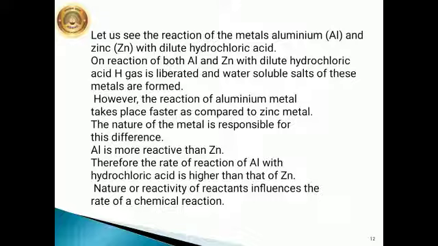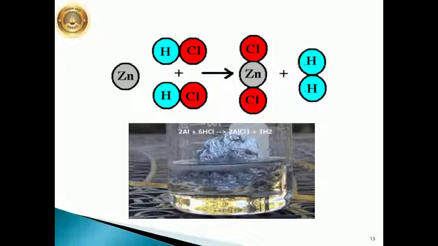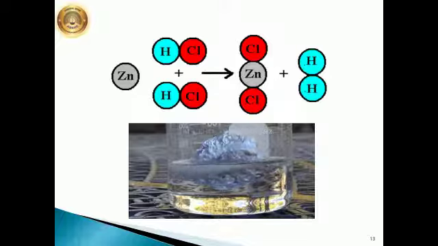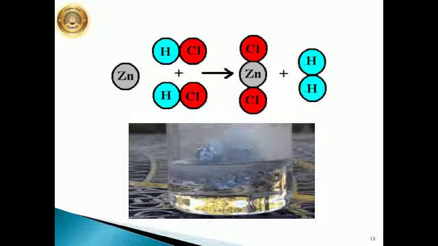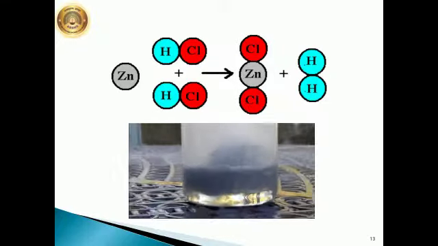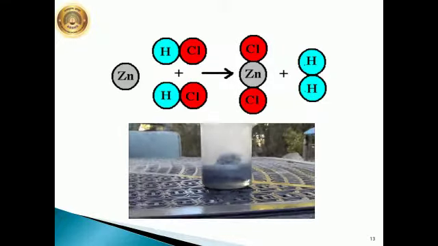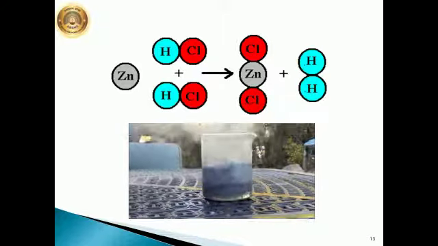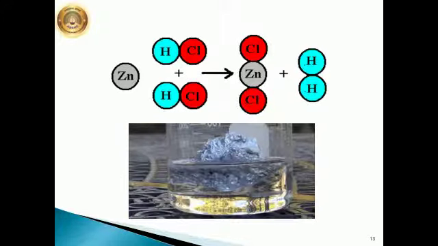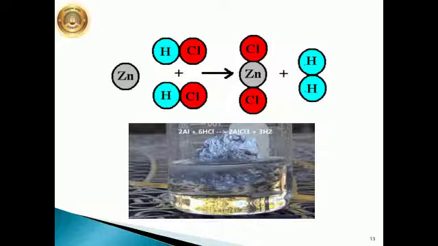Means how fast the reaction takes place depends upon the reactivity of the metal. See, here you can see that zinc reacts with hydrochloric acid to give you zinc chloride and hydrogen is given out. In the second example, you can see aluminium reacting with hydrochloric acid to give you aluminium chloride. Now since aluminium is very reactive, the reaction takes place faster than with the zinc.